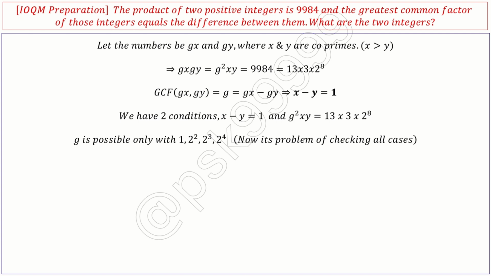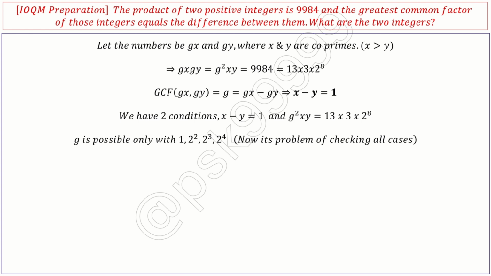If Gx and Gy are relatively prime, then 1 is their GCD. If they are not relatively prime, then it has to be split only with the 2 to the power of 8. Correct? From 2 to the power of 8, I can split. I need two equal terms: two squares I can make, two cubes I can make, two to the power of 4 I can make. No other number is possible. Correct? So GCD is possible only with these four numbers. Now it's a problem of checking all the conditions with these four values for the GCD.